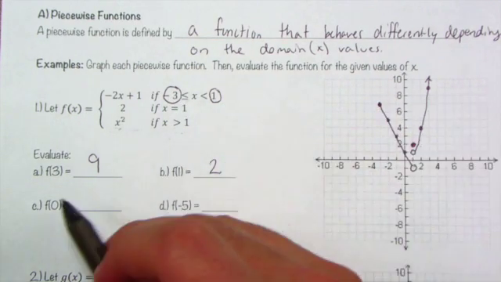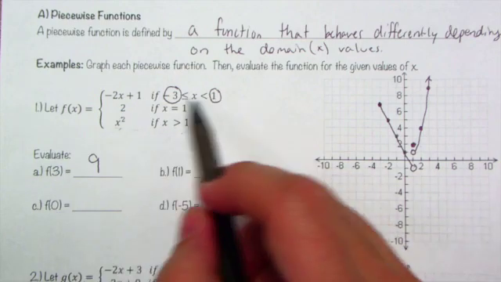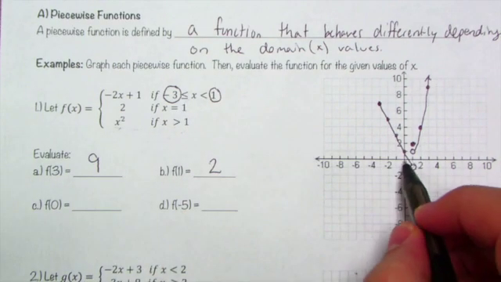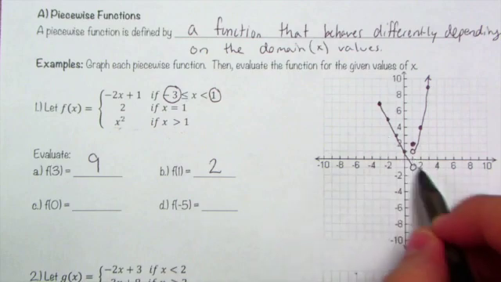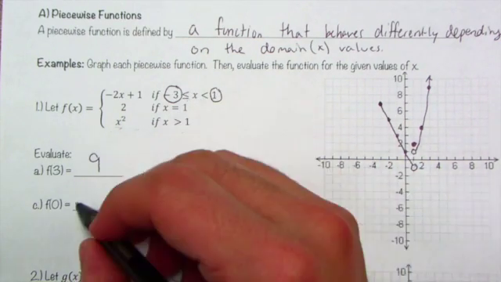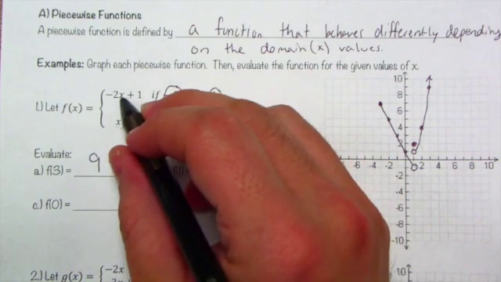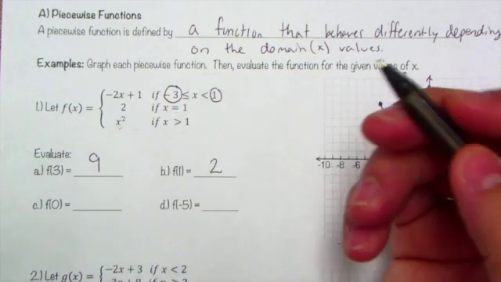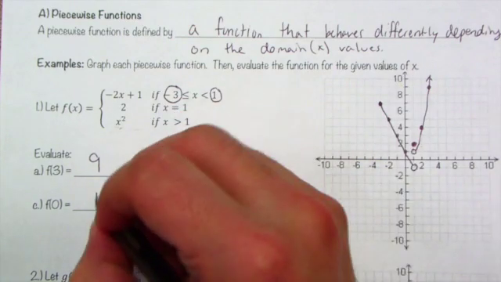And then f of 0. 0 falls in here. Now you can also check it here on the graph. 0 falls in this first section, or this section right here. So I put 0 into this first function. -2 times 0 is 0, plus 1 is 1.